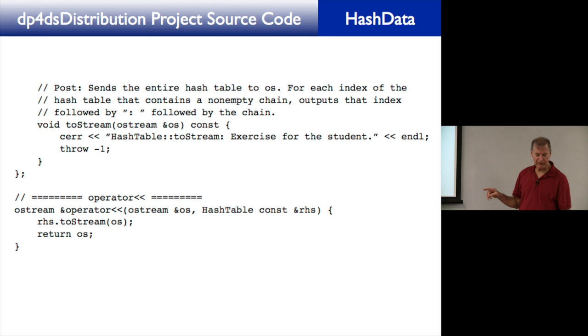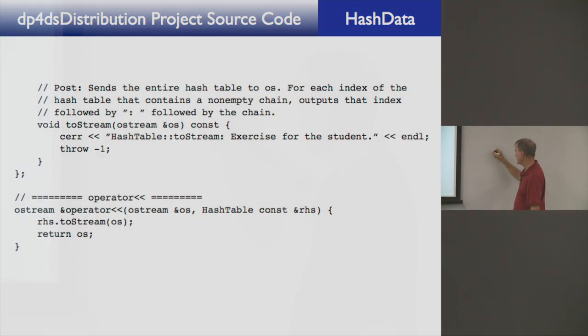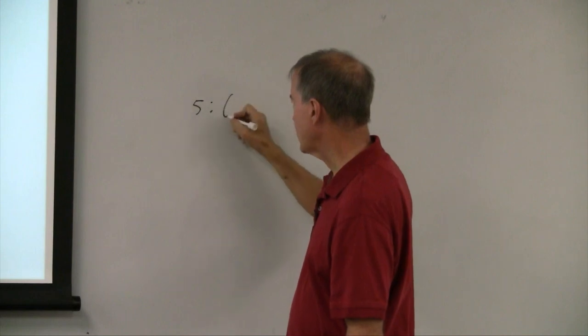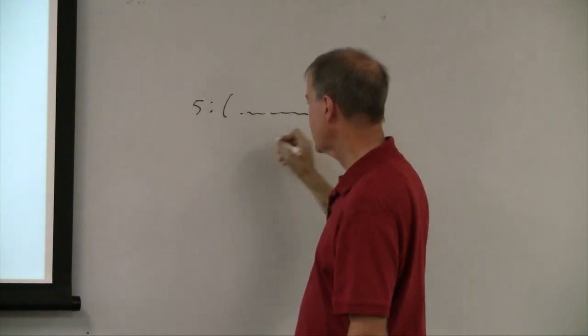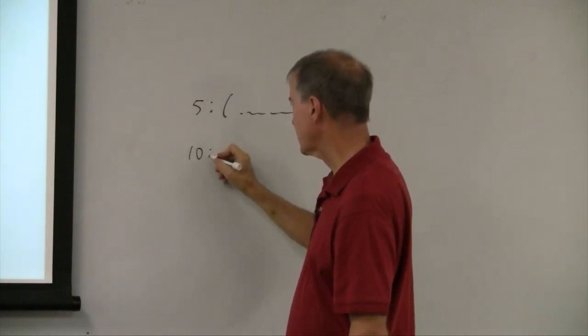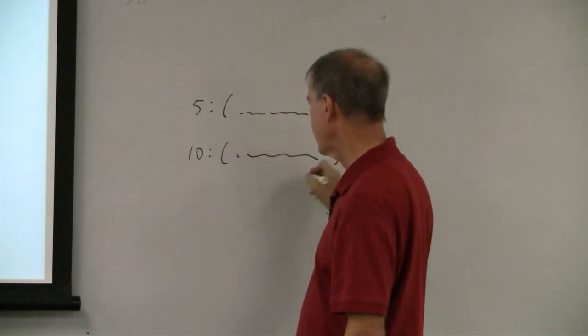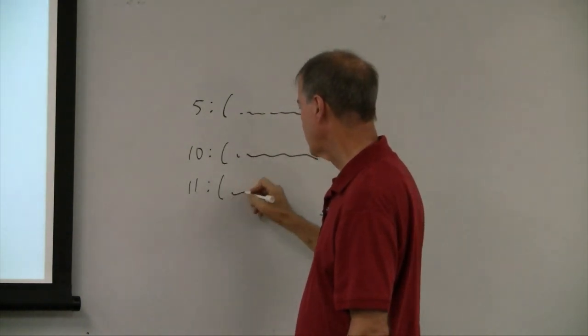And now here's one more that I failed to mention last time. In fact, I'm not sure we even showed this slide last time. But you are responsible for doing toStream. Now, do you remember how the table came out when we wanted to dump the hash table? It came out something like this: maybe 5 colon and then a list, and then maybe 10 colon and a list, and maybe 11 colon and a list.